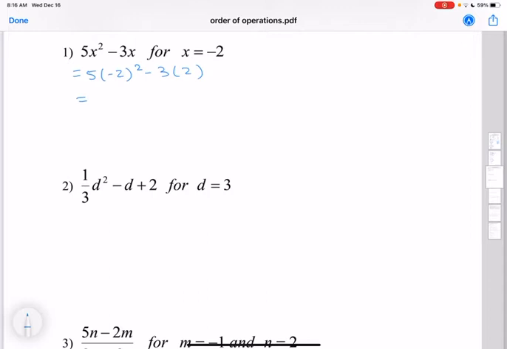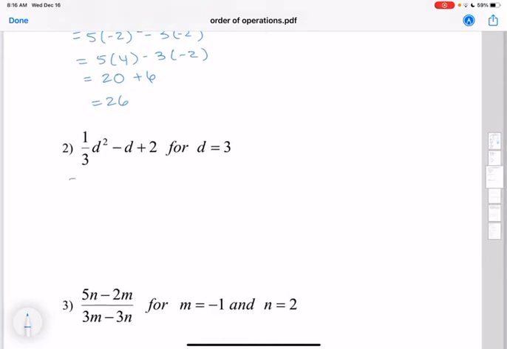Okay, so everywhere we see an x, we put in a -2. So I have 5 times the quantity -2 squared minus 3 times -2. There we go. So first I'm going to do the exponents. So we have 5 times 4 is the only thing that I did. And now we have some multiplication to do. So 5 times 4, I get 20. And then a -3 times -2 is a +6. Giving us the final answer of 26.